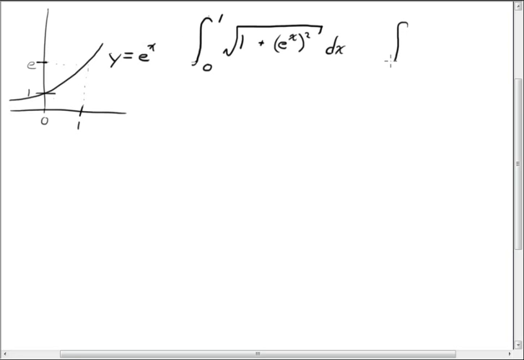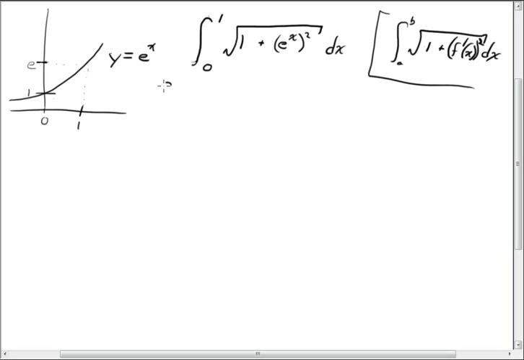Remember, the arc length formula is the integral from a to b of the square root of 1 plus f prime of x squared dx. And f prime of e to the x is just e to the x. So this is just a side note. And so we start off with this integral. Well, immediately, it doesn't look like there's anything we can do to it.